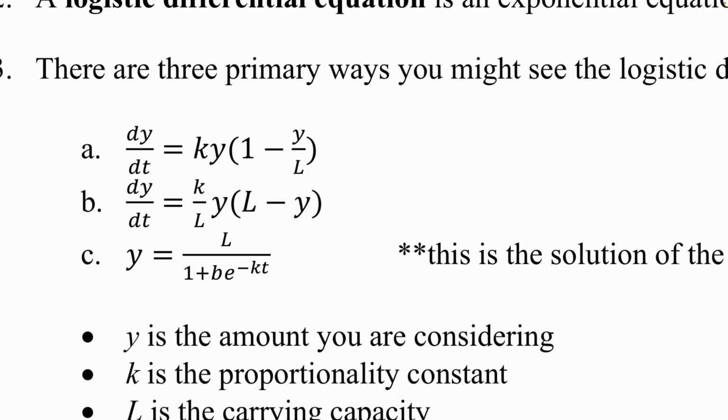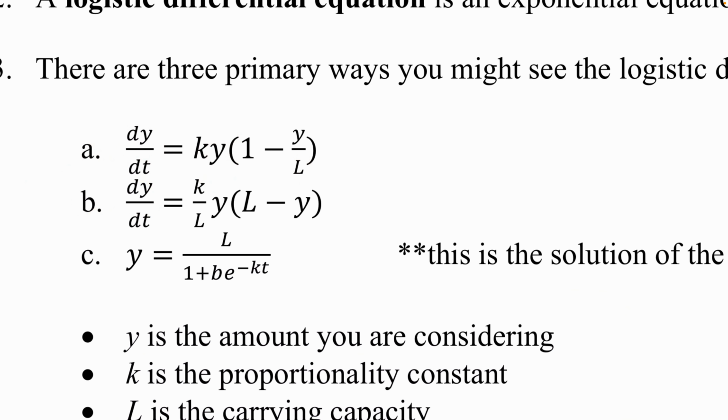And so you have some version of your proportionality constant, just like in AP 7.8. Then you have your value, the amount that you're looking at, the number of bunnies in the example I just said. And then your L is your carrying capacity. So what's the maximum amount those bunnies can grow to? Now, L can also be a minimum amount if you are decreasing or decaying. Now, A and B are the same equation, just written two different ways, and you really need to be familiar with both ways.